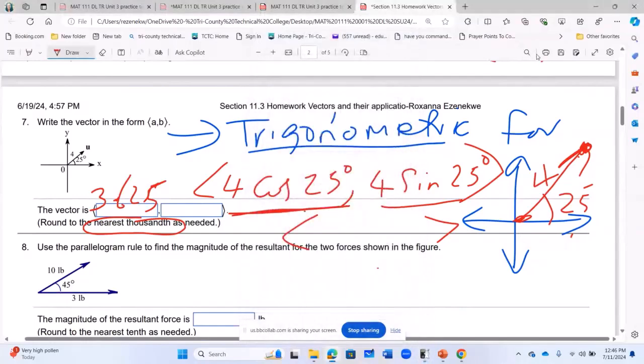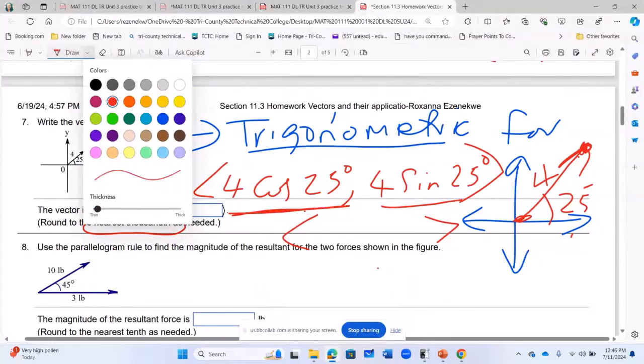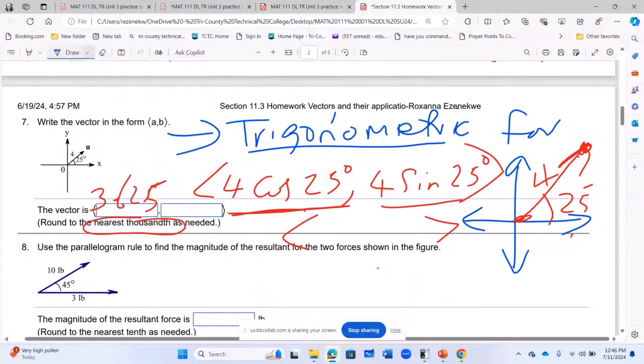Therefore, the vertical component of the vector is 1.690. So I have both the vertical component and horizontal component. And don't forget your vector parentheses.